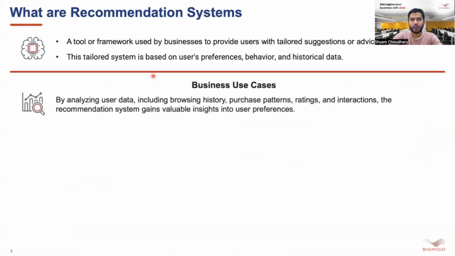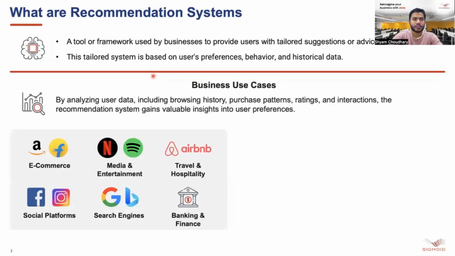Now let's look at what different business use cases are available for recommendation systems. Recommendation systems are used in various industry domains like e-commerce, media and entertainment, social platforms, etc. Amazon and Flipkart use recommendations to provide item recommendations to the site users.